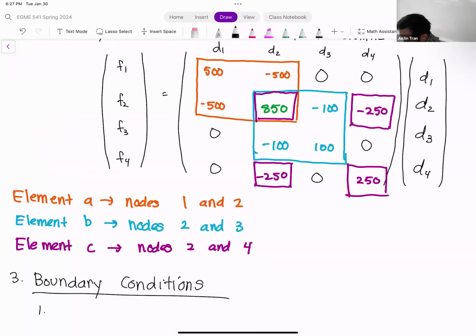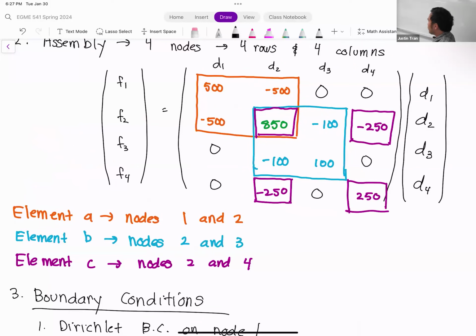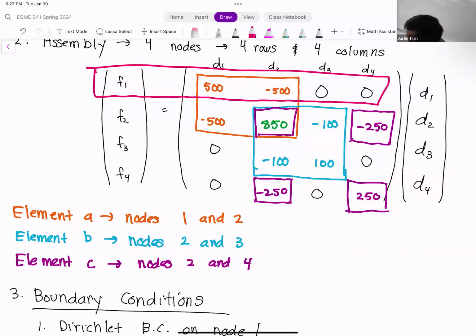Our first boundary condition is a fixed support, or a Dirichlet boundary condition, on node 1. Remember how we do Dirichlet boundary conditions? We're going to replace that entire first row. Since we're modifying D1 in this case, in the D1 column of the D1 row, we're going to put a 1 there.